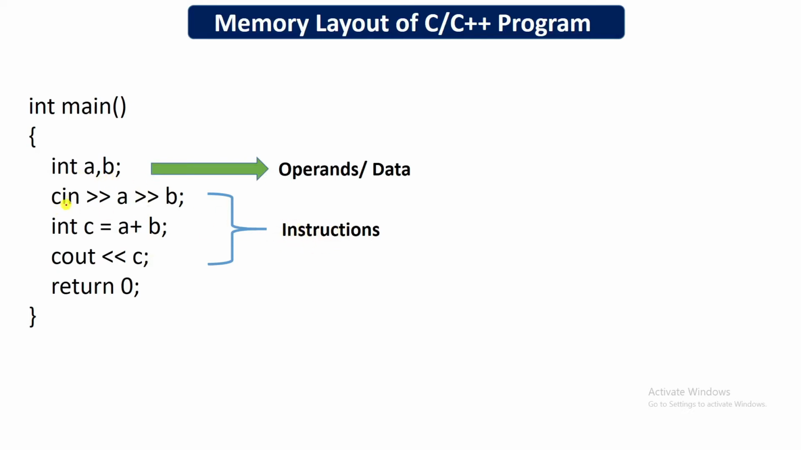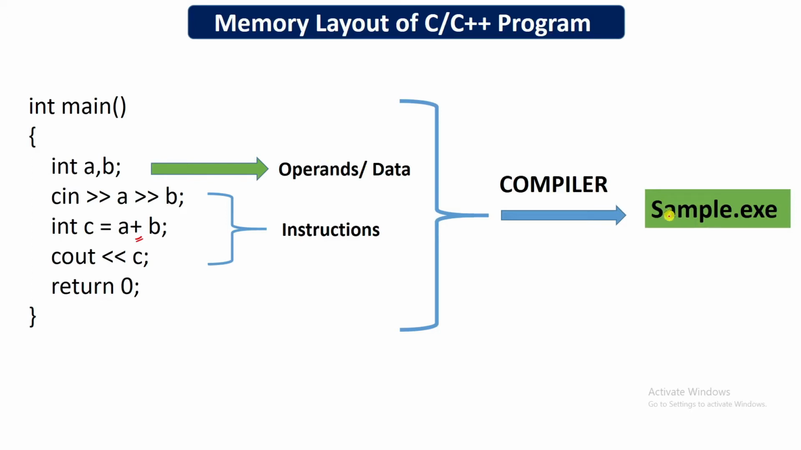When we are saying take the data from the user, it will be stored inside a and b. When we are saying add the data, that means a and b will be added by the instruction plus. So basically when this program is compiled by the compiler, we get an executable file.